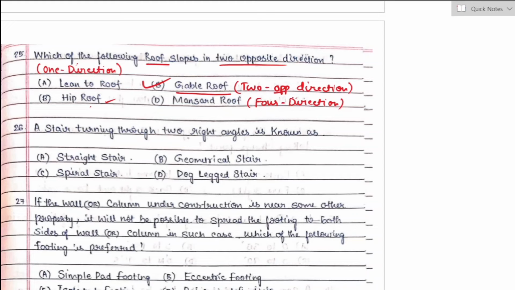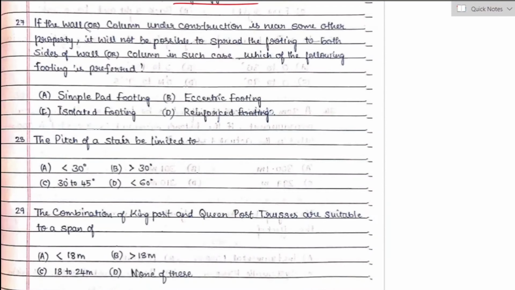Question number 26. A stair turning through two right angles is known as a dogleg stair. Option D is the right answer. If the wall or column under construction is nearer to some other property, it will not be possible to spread the footing to both sides of the wall or column. In such cases, which type of footing is preferred?